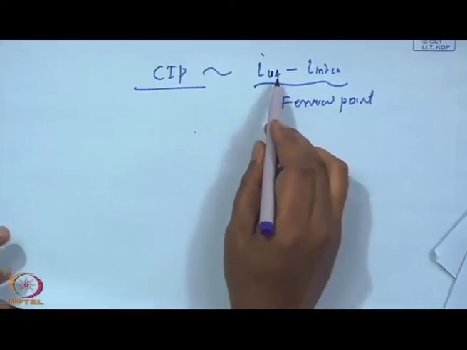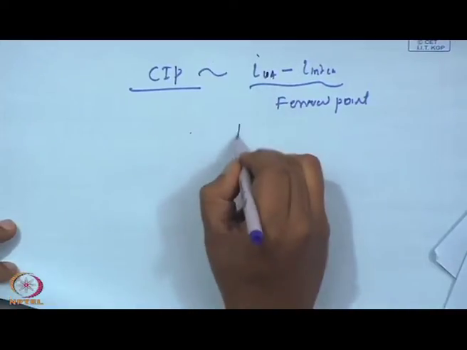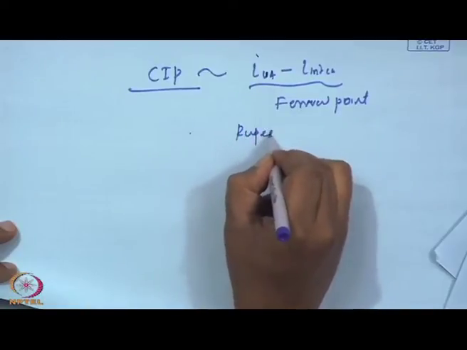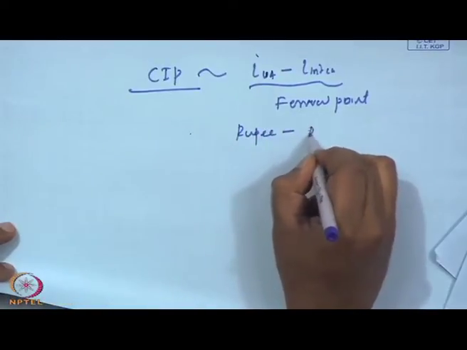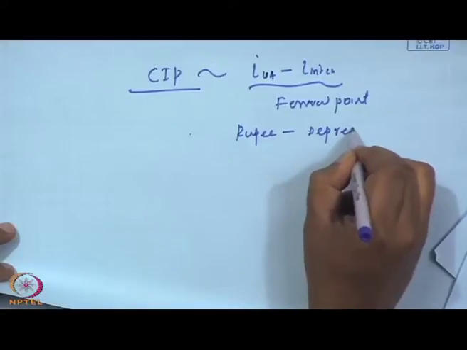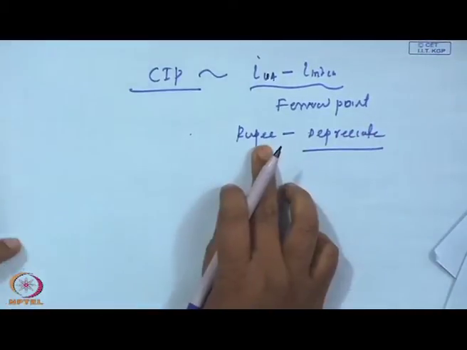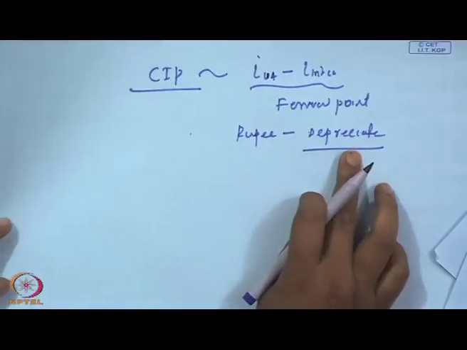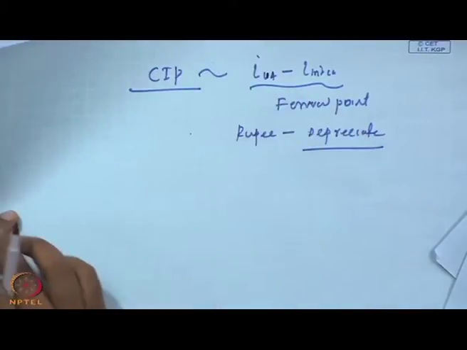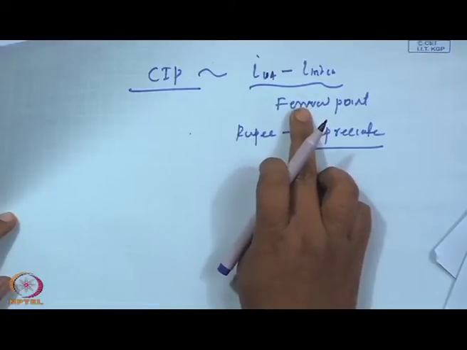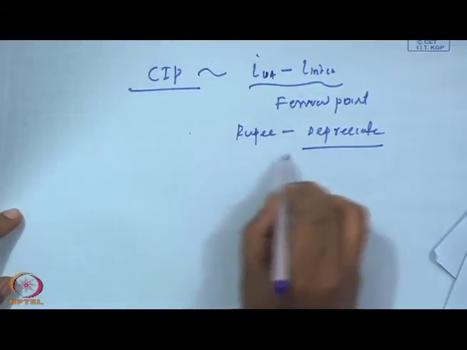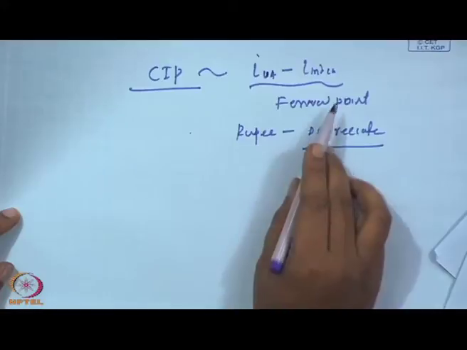Since the differential is negative, the rupee will depreciate, because the domestic interest rate is more. So the domestic currency, the rupee, will depreciate, and the depreciation is reflected in the forward point. So the rupee will be a forward discount currency.